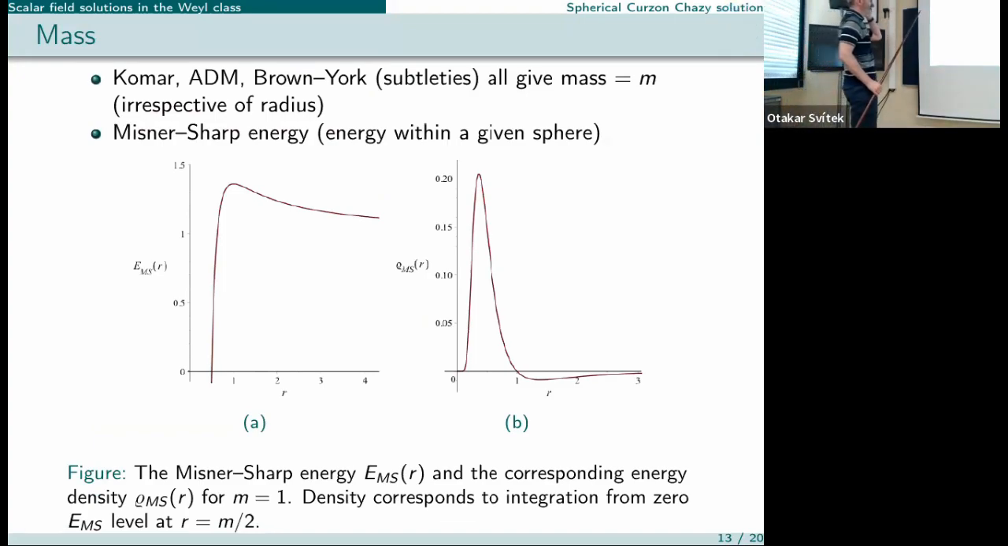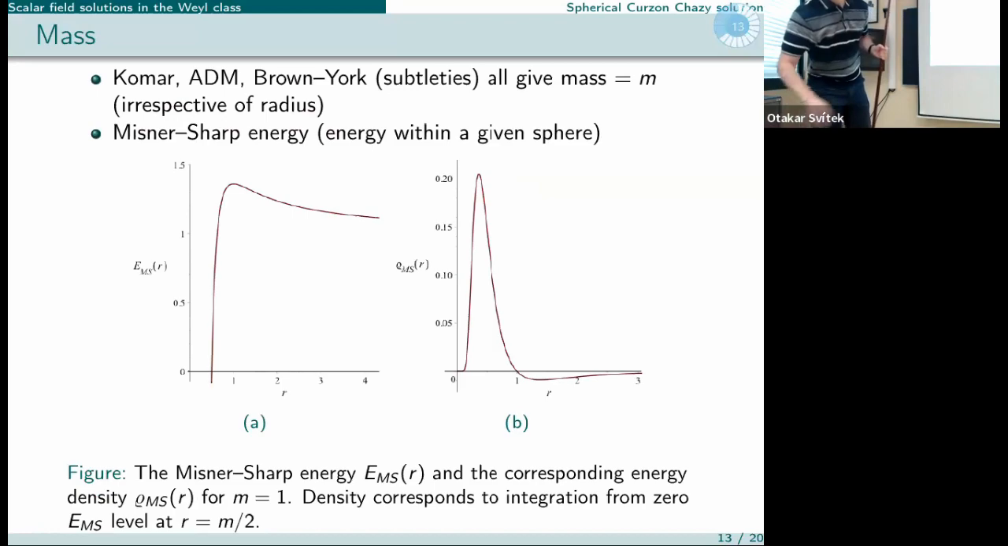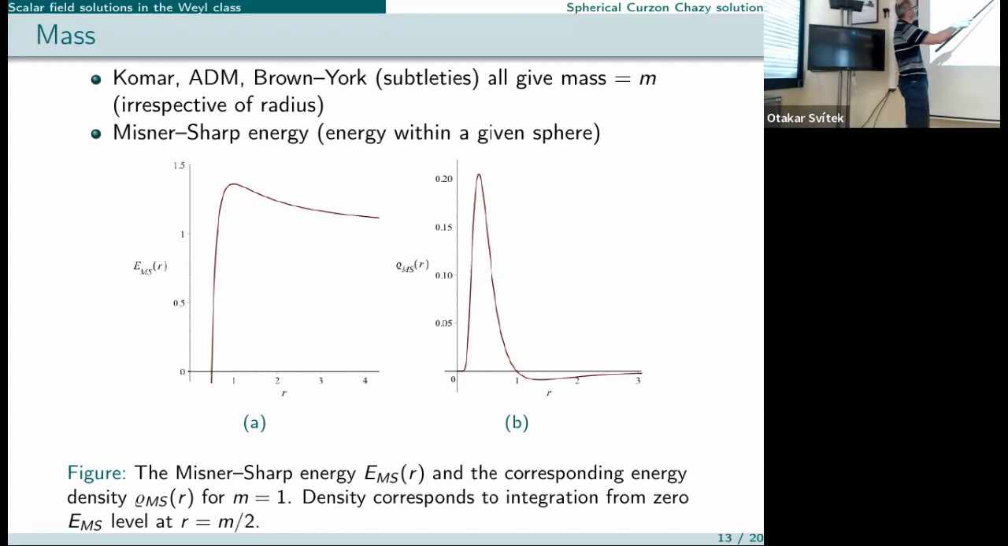Then we were also trying to compute the mass of the spacetime in order to give some physical interpretation of the parameter m. We computed the Komar, ADM, and Brown-York masses, and they all give mass equal to m. So that parameter is really asymptotic. Of course, this was computed on the right side, on the spheres here, since you have 1 minus 1 over R. So this was not surprising.